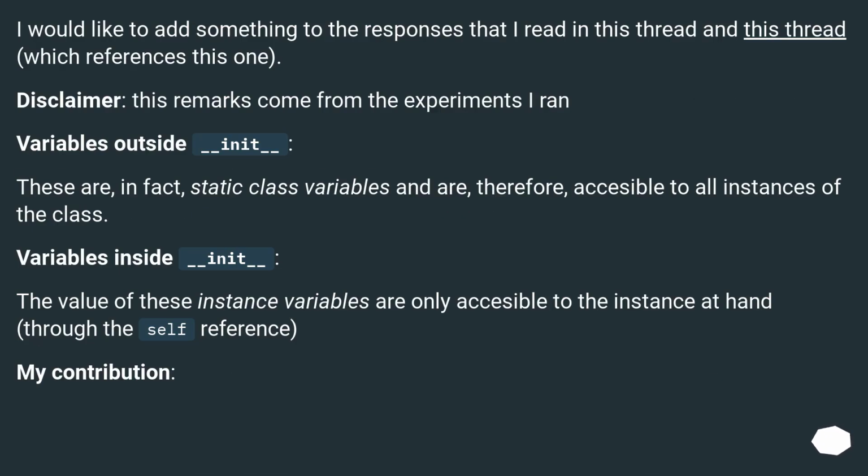I would like to add something to the responses that I read in this thread which references this one. Disclaimer, these remarks come from the experiments I ran. Variables outside __init__ are, in fact, static class variables and are, therefore, accessible to all instances of the class. Variables inside __init__: the values of these instance variables are only accessible to the instance at hand, through the self-reference. My contribution.